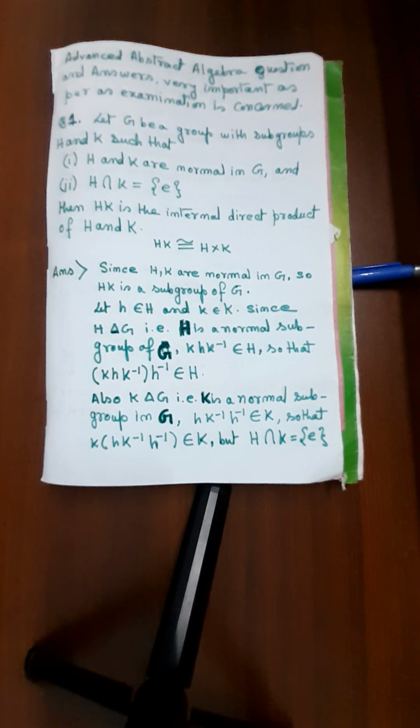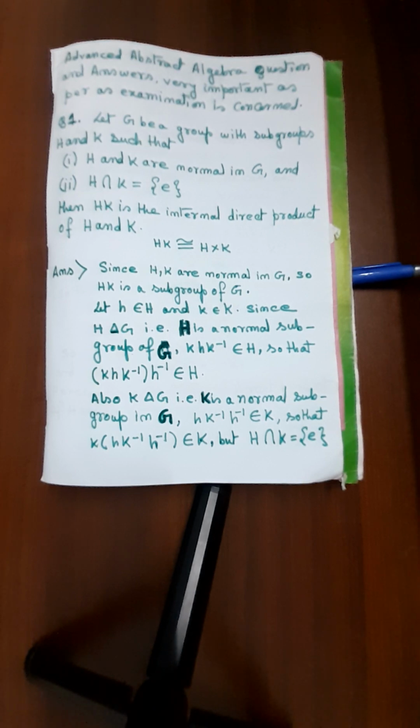Let G be a group with subgroups H and K such that H and K are normal in G, and H intersection K equals the set containing the identity element e. Then HK is the internal direct product of H and K, that is, HK is equivalent to H Cartesian product K. Since H and K are normal in G, HK is a subgroup of G.